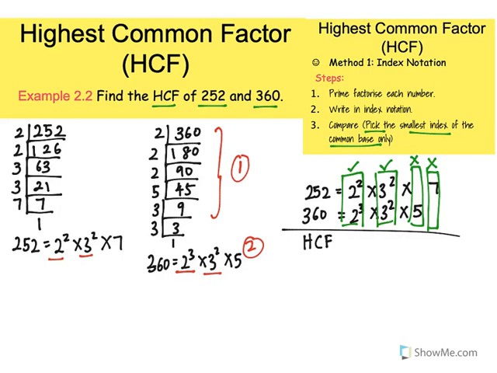Once you have identified the common bases, now you start picking the smallest index. Out of the 2s, you've got 2 squared and 2 cubed, right? You realize that 2 squared is the smallest one, so your answer would be 2 squared. Now for your 3 squared, both have the same thing, so you just write 3 squared. The other two you don't have to do anything because they do not have a common base. So this is actually your answer.